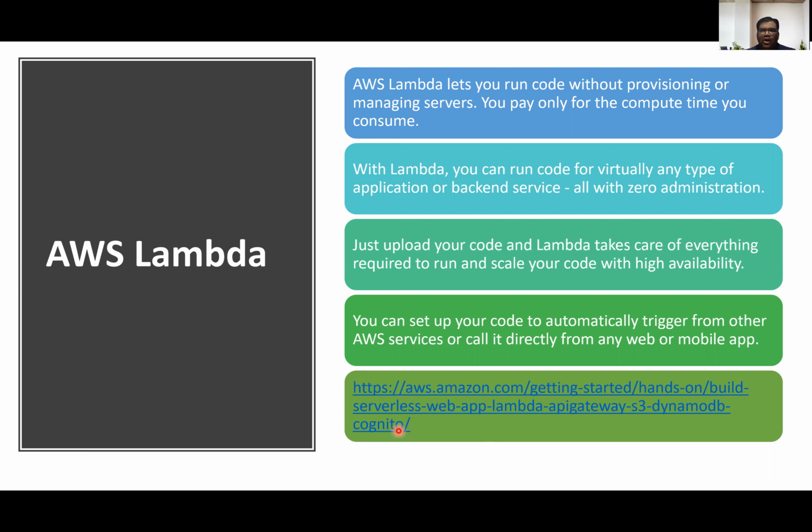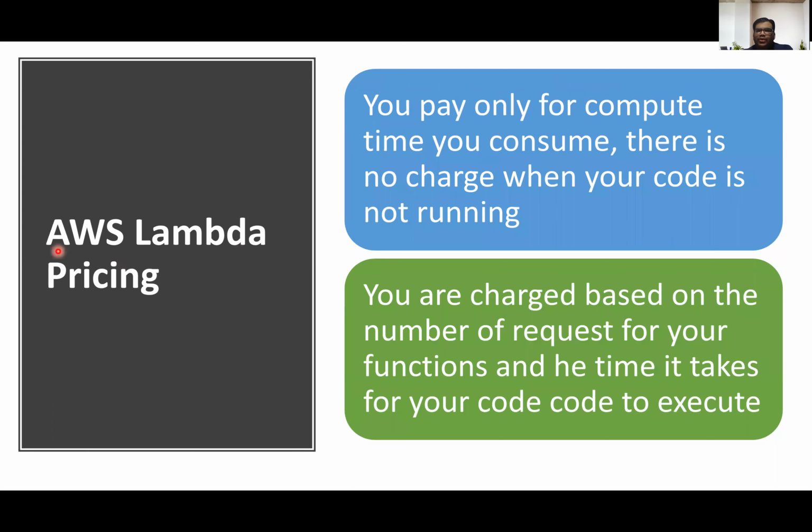I don't know how much you'll get it or how much your understanding of APIs and all that is, but for Lambda, you just invoke Lambda by using your code, and the Lambda will run. And you'll be charged by the number of times it runs. So, okay, there is a slide for it. AWS Lambda pricing: you pay only for the compute time you consume. There is no charge when your code is not running. You are charged based on the number of requests for your functions and the time it takes for your code to execute.